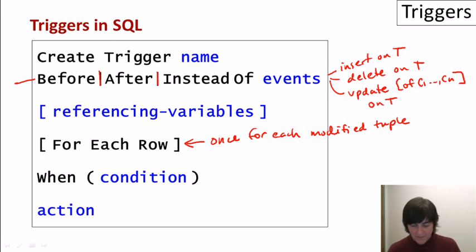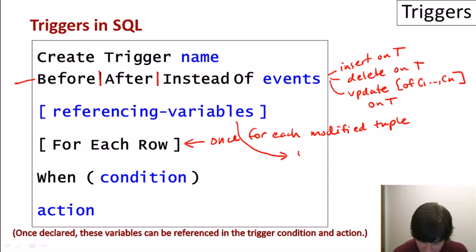Now, one tricky thing is that no matter what, the trigger is activated at the end of the statement, but it's activated either 10 times for the 10 deleted tuples or once if for each row is not present. Now let's talk about the referencing variables. I'm going to write them down here. The idea of referencing variables is that they give us a way to reference the data that was modified that caused the trigger to be activated.